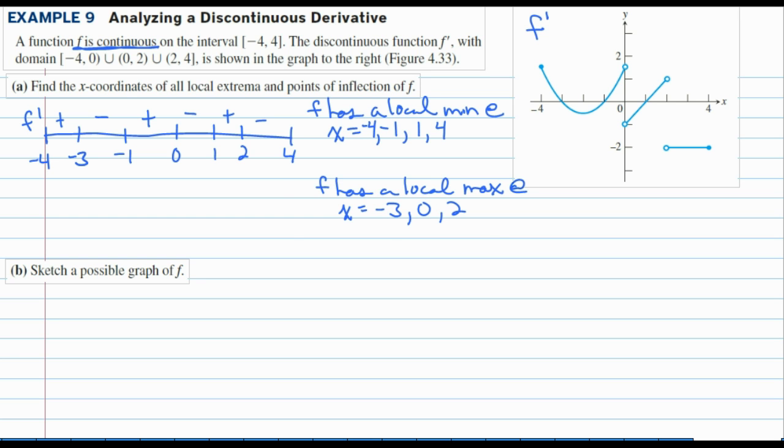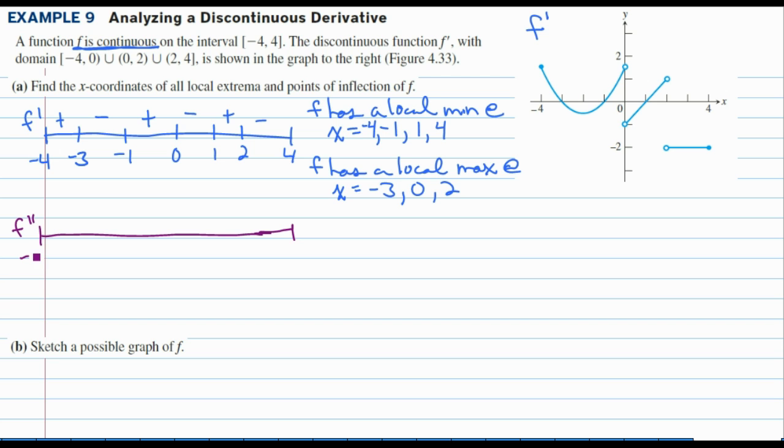Now I need to test for inflection points. Inflection points occur where f prime changes from increasing to decreasing or decreasing to increasing. So I need to look at where f double prime would be positive and negative by relating it to where f prime is decreasing or increasing. So f prime starts out decreasing from -4 to -2, which means f double prime would be negative. F prime's derivative would be negative. Then between -2 and 0, f prime is increasing. So f double prime would be positive. The slopes of f prime here would be positive.